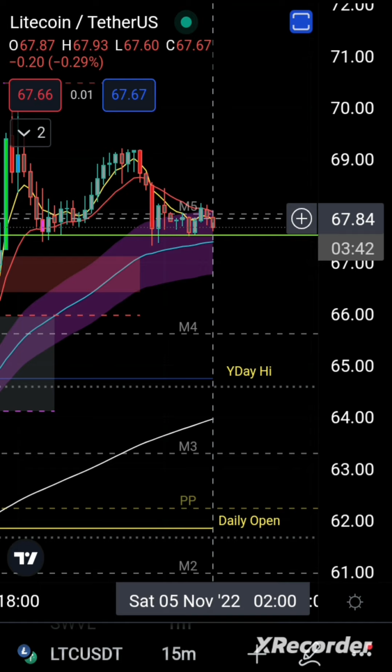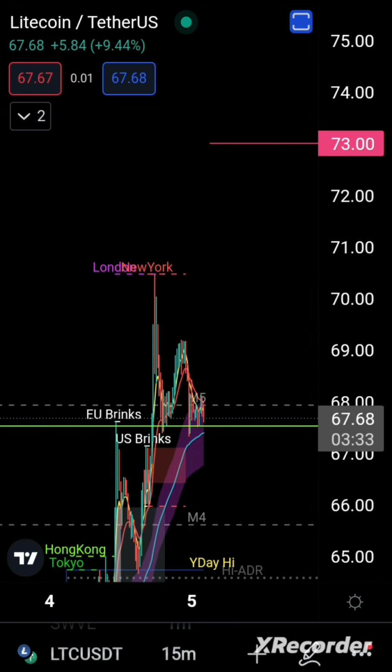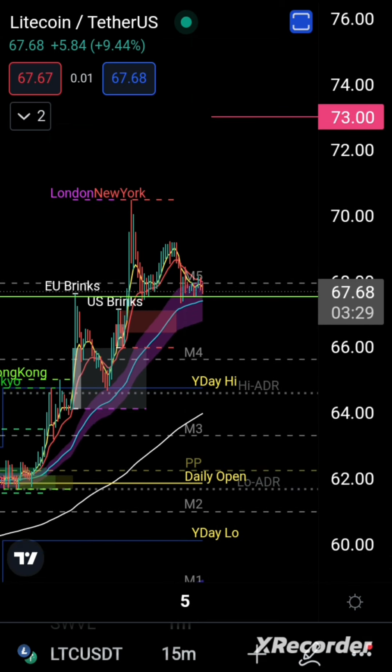So I just wanted to explain how to take a trade and what I look for and give you some TA on Litecoin. If we continue high, then you know 73 is the next target to enter a short. If we go lower, then you know your targets for long.